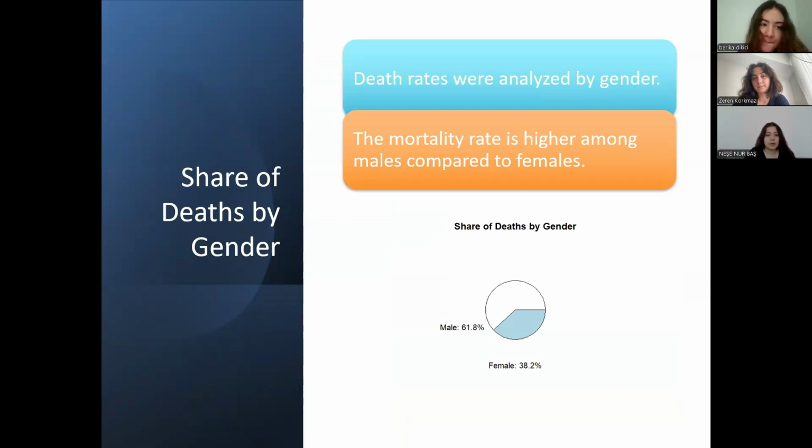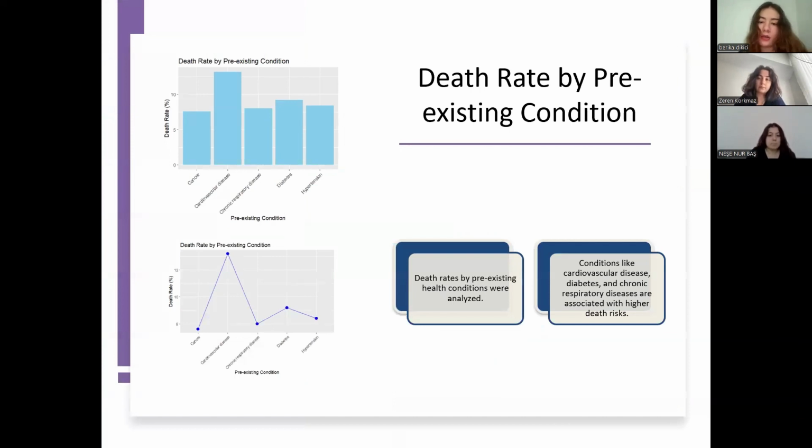In this topic, the pie chart below is a visualization of death rates by gender. With this output, we were able to make predictions about whether gender had an impact on mortality rates due to COVID-19, as you can see.